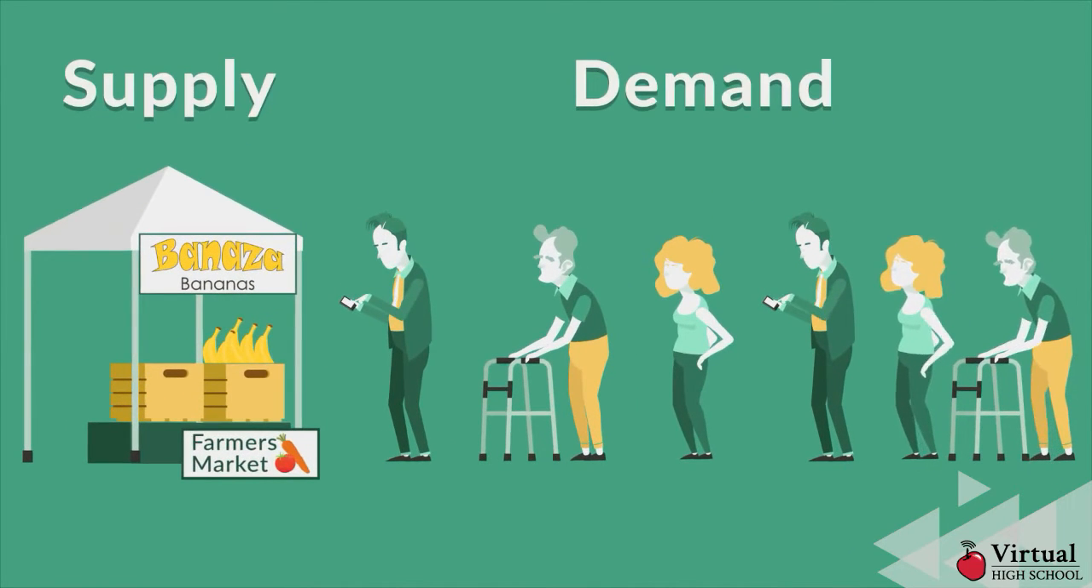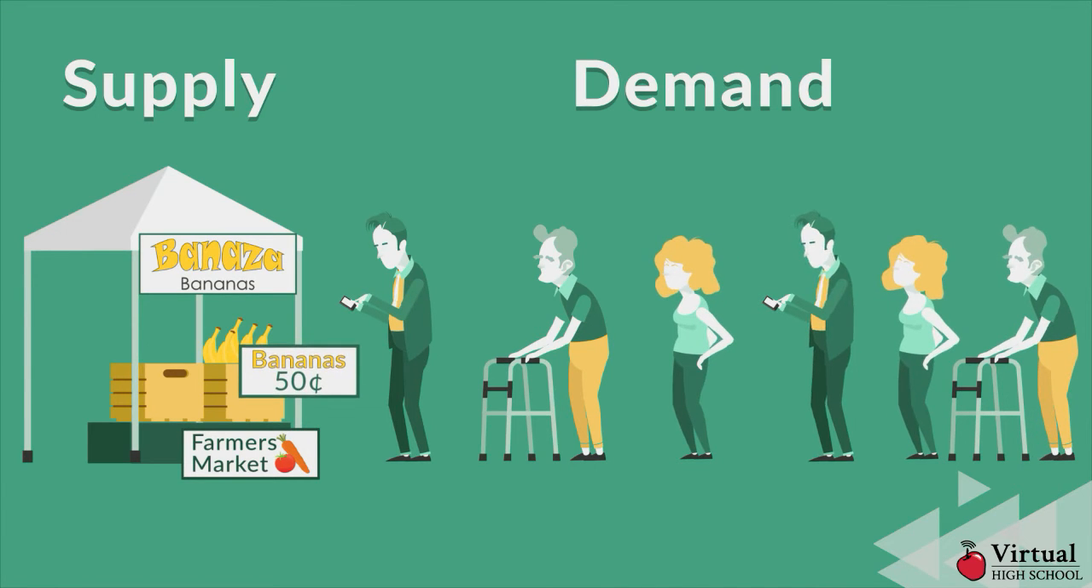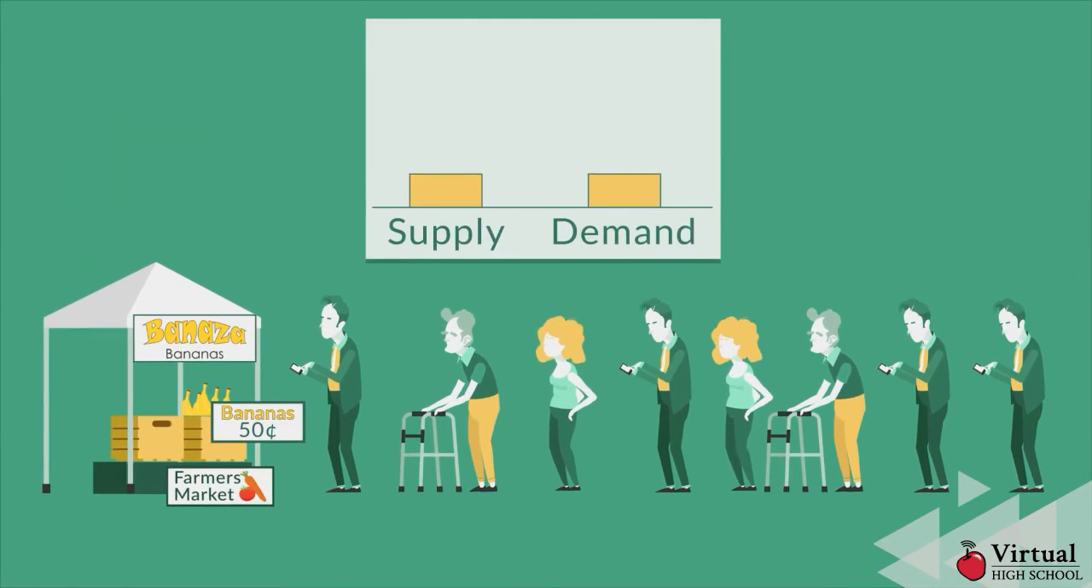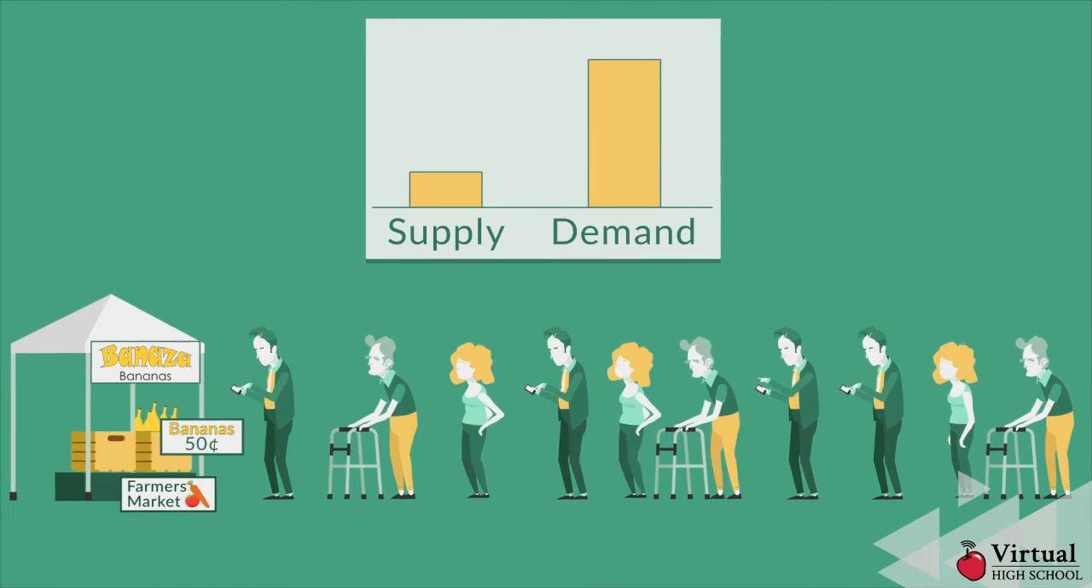Supply and demand have a big impact on the prices of products and services. Consider what happens with bananas. Now, there are few bananas on the shelves, but many people are waiting to purchase them. The demand for bananas is higher than the supply of bananas, because there are more people wanting them than there are bananas available at the market.